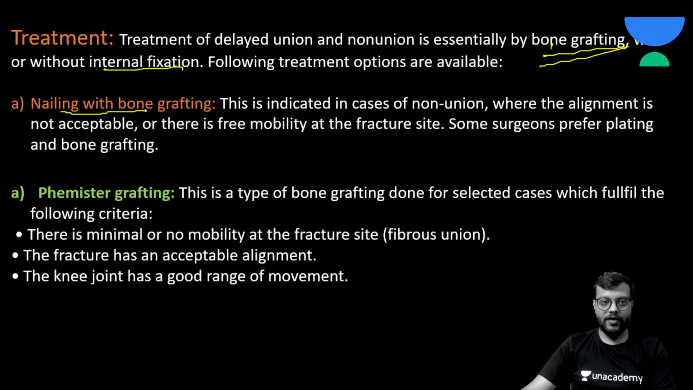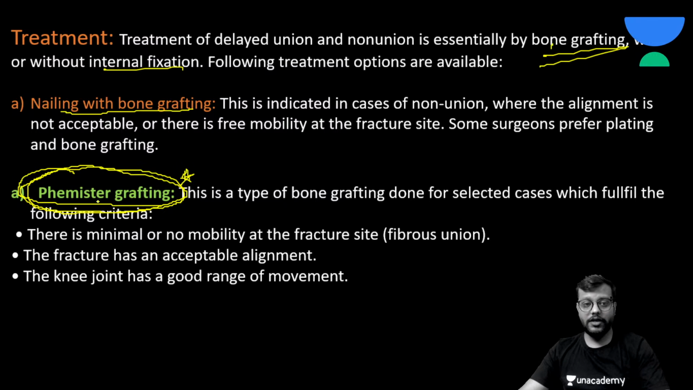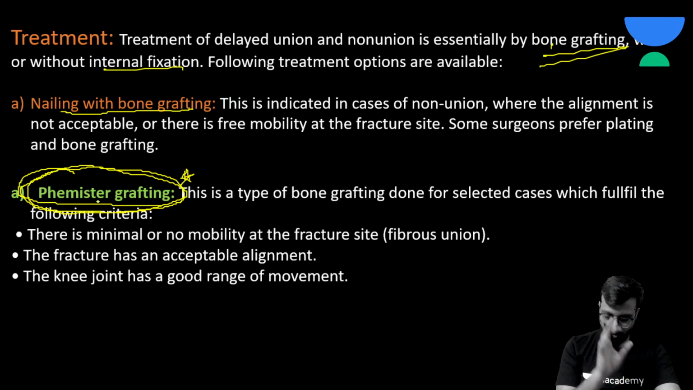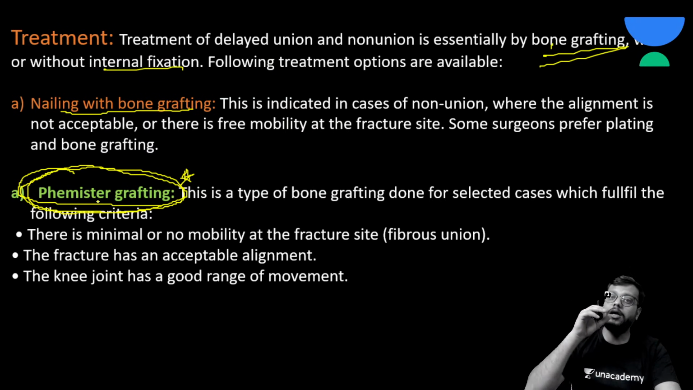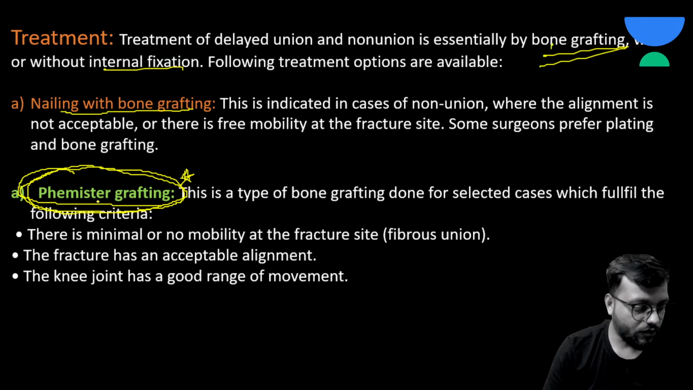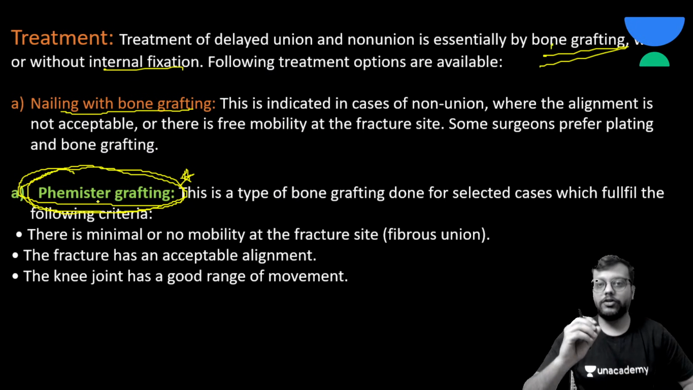Nailing with bone grafting we have discussed, and there is a special type of graft which is used, called the Phemister grafting. So what is Phemister grafting? It is useful for selected cases of delayed union of tibia fracture. The fracture has to follow certain indications for going for the Phemister grafting.